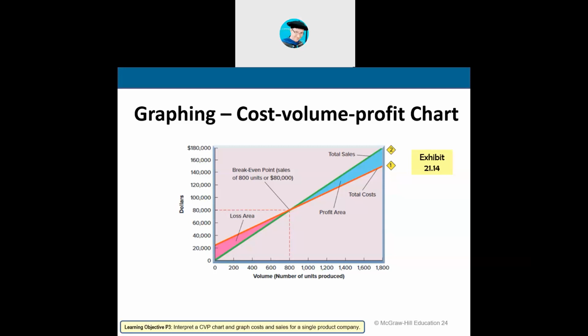we got our lines. We got total cost, total sales. Total sales minus total cost will give you your profit area. Our break even, as we said earlier, is we need to sell 800 units or $80,000 a month in sales to break even. Anything below that is a loss. Call it the loss area for the obvious reason.